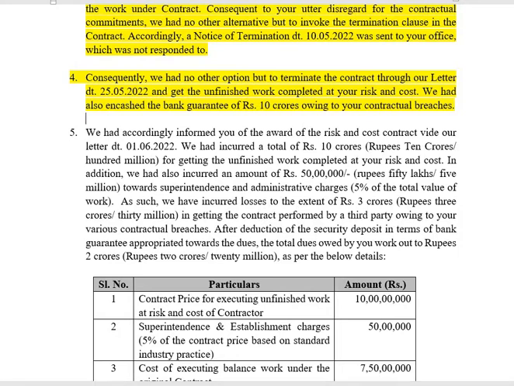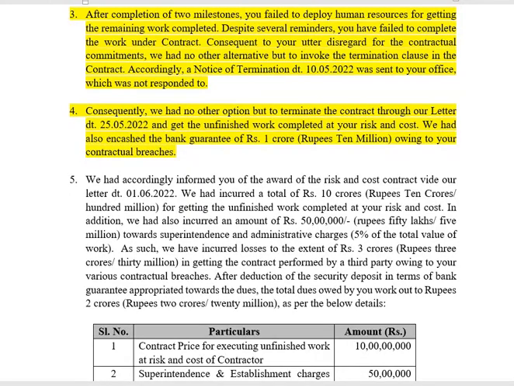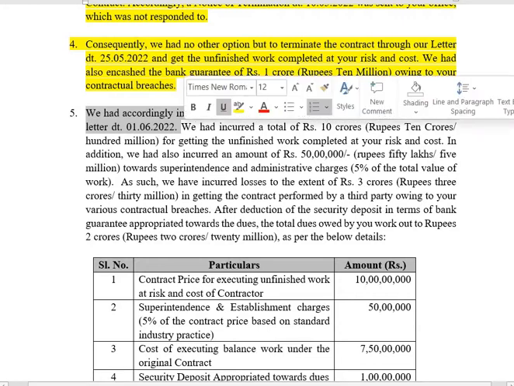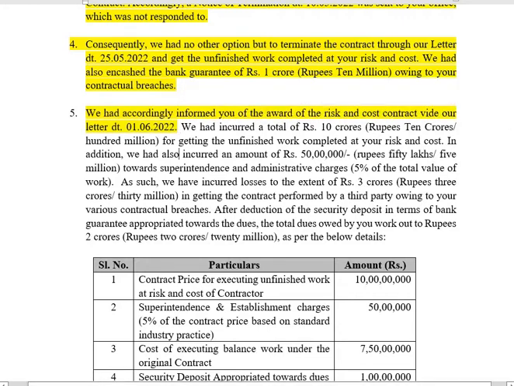Then this part goes on to say, we had also encashed the bank guarantee of rupees 10 crores owing to your contractual breaches. Oh, sorry. As per the fact sheet, the bank guarantee was of rupees 1 crore, and accordingly we've changed it here. Okay. Then this part goes on to say, we had accordingly informed you of the award of the risk and cost contract via our letter dated 1/6/2022.